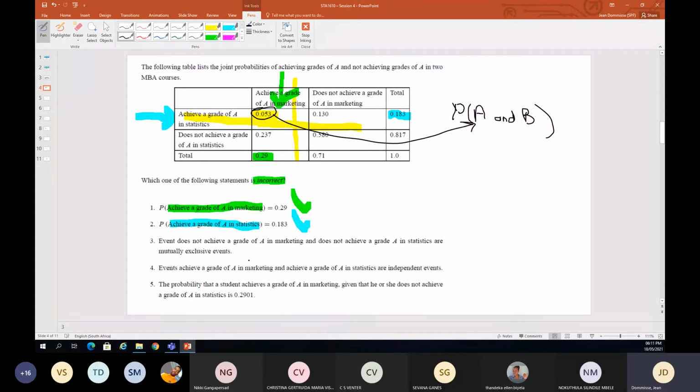Okay, so I don't think they've asked it, but let's look at what are the other questions. So the event does not achieve a grade of A in marketing and does not achieve an A in statistics are mutually exclusive. Okay, so what do you think? Is that correct? Is that incorrect?